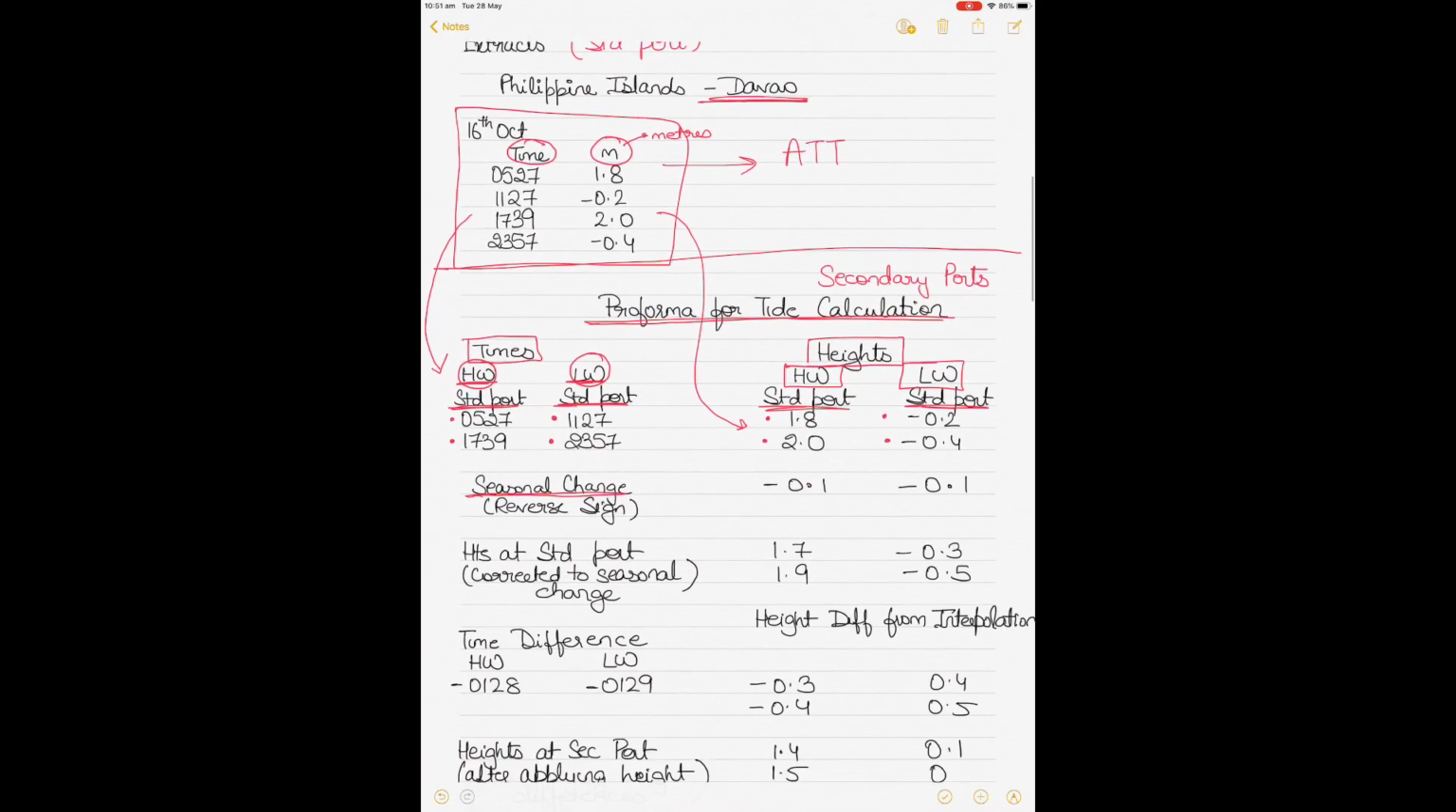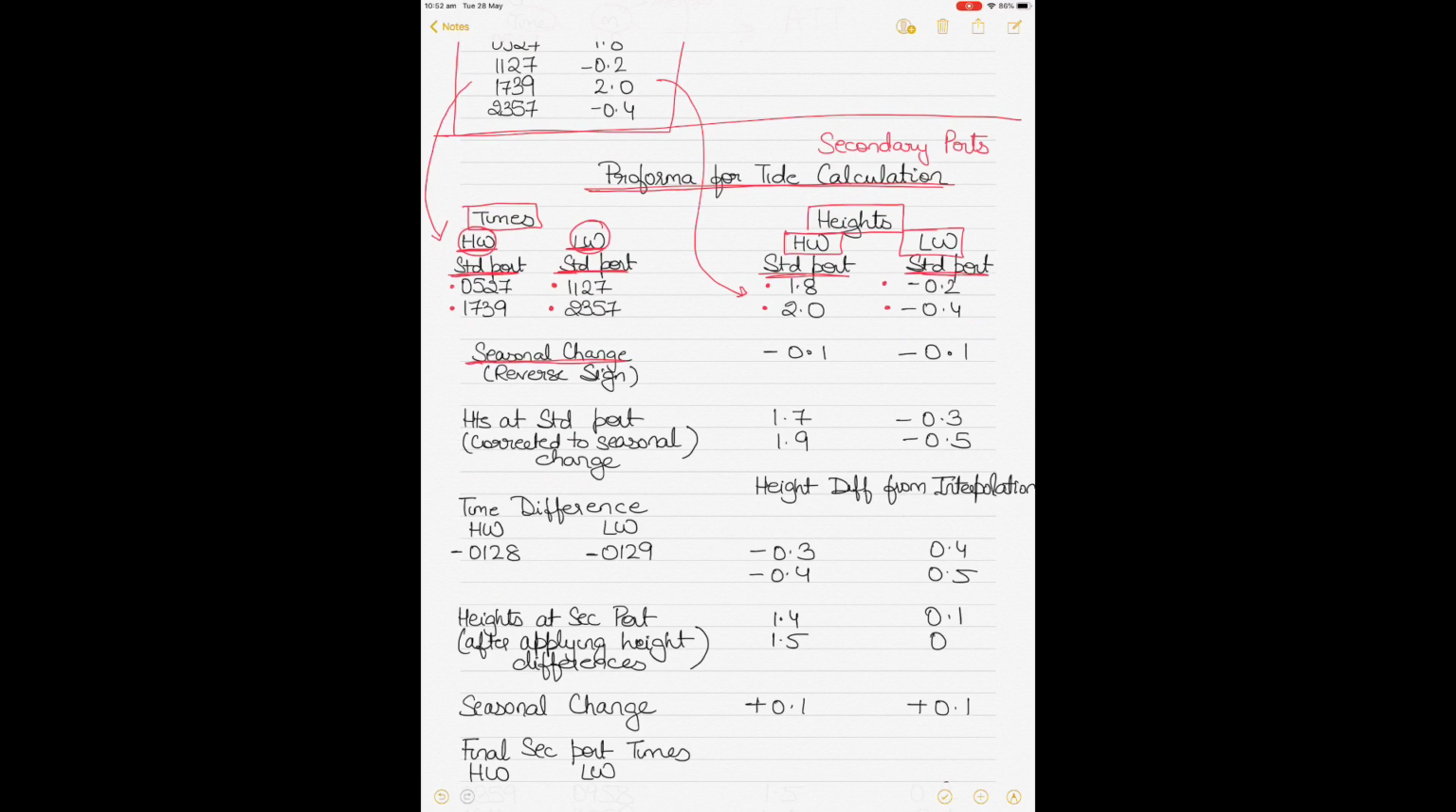Alright, but when we initially apply the seasonal change, we reverse the sign and make it minus 0.1 in this case. So the first application, we reverse the sign, and then we'll apply it again later on, as you will see, with the original sign. Because the correction was plus 0.1, I have reversed the sign and made it minus 0.1 in both the cases. So you will apply this correction of minus 0.1 to all the heights above.